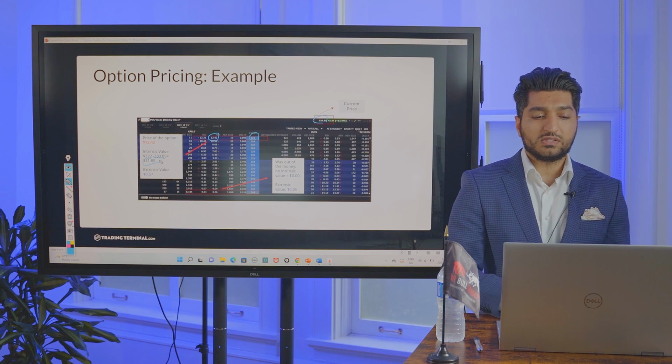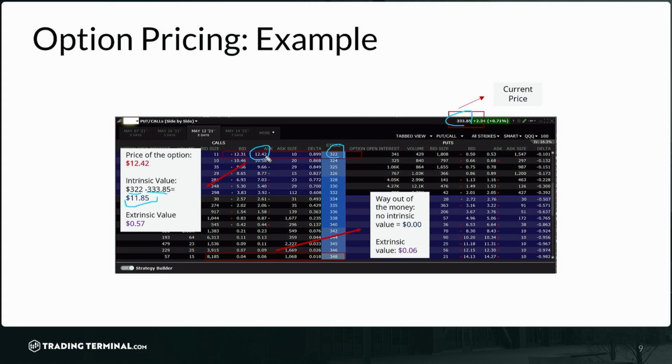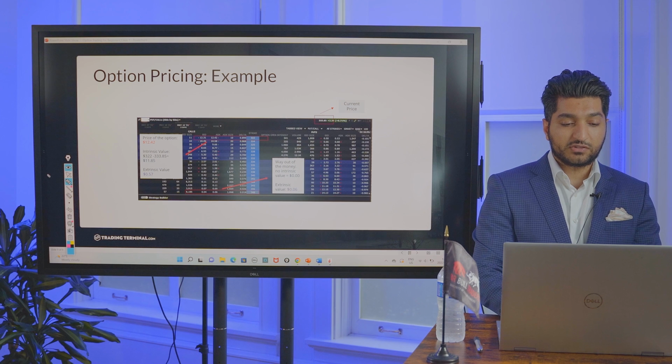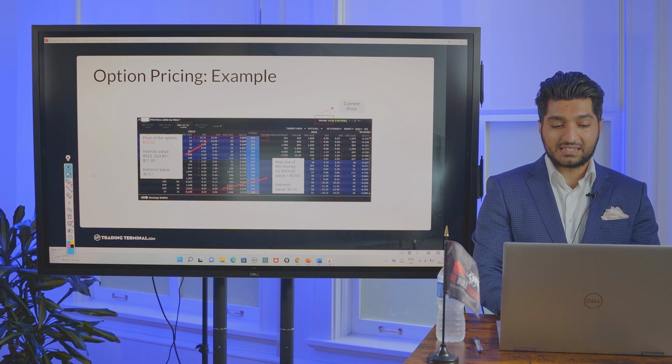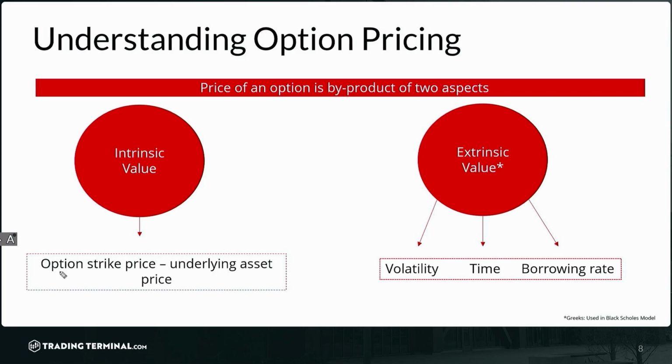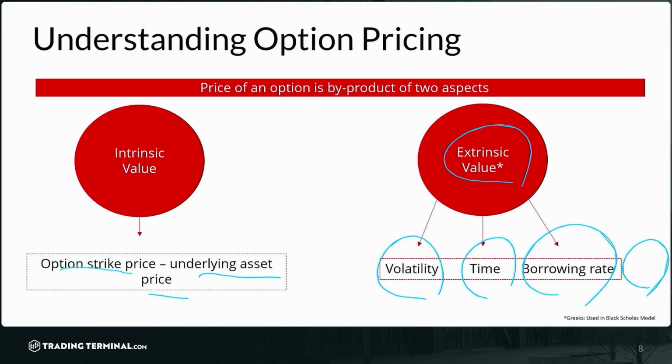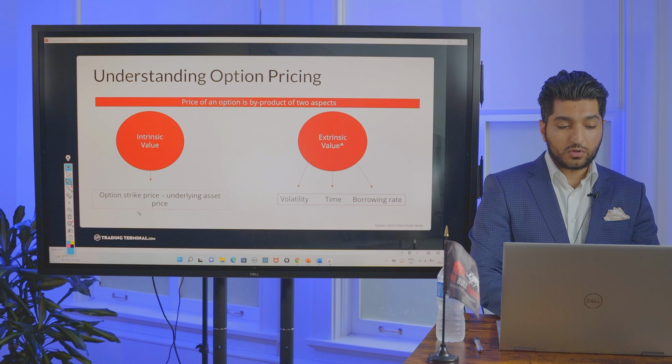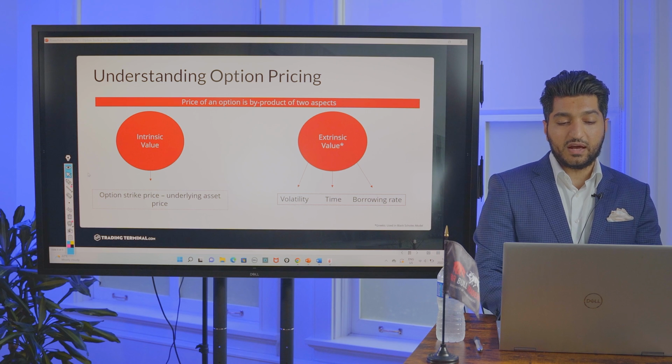But wait a minute, the option is trading at 12.42. So where is that difference coming from? Where is that 57 cents difference coming from? Well, that's the extrinsic value of the option. Recall on the last slide, let's go to the last slide, how I said there is intrinsic value, which is the option strike price minus the underlying asset, and there's extrinsic value, which is based on volatility, time, borrowing costs, dividend yield, and some other factors.